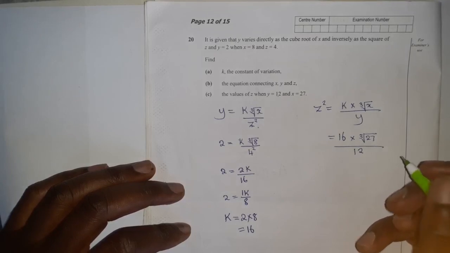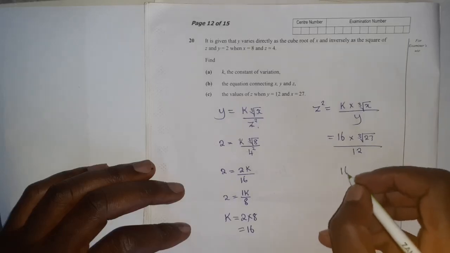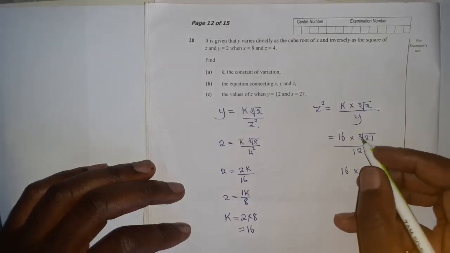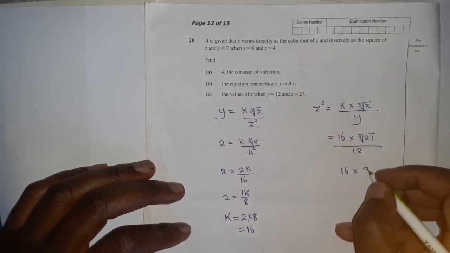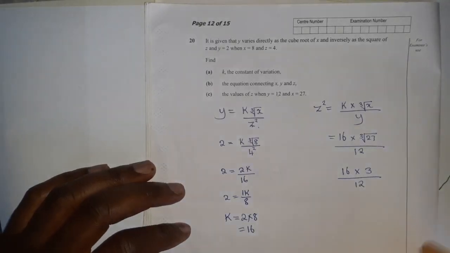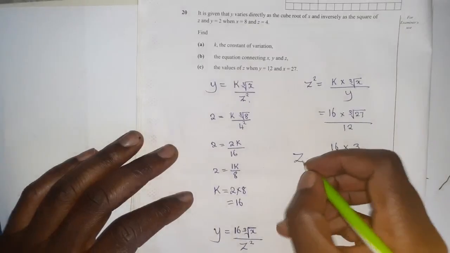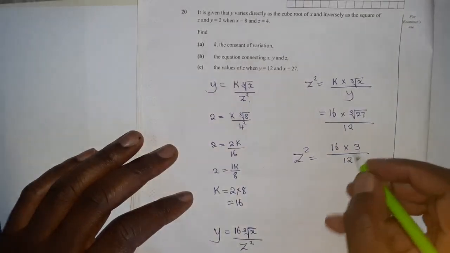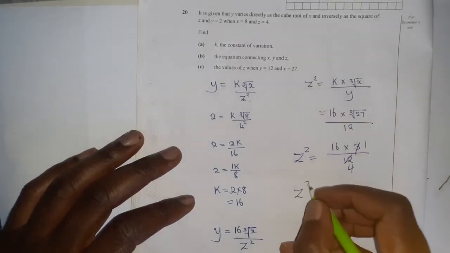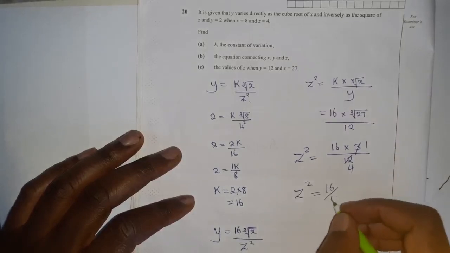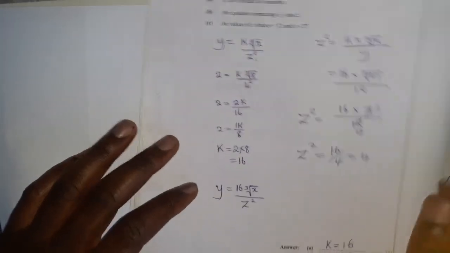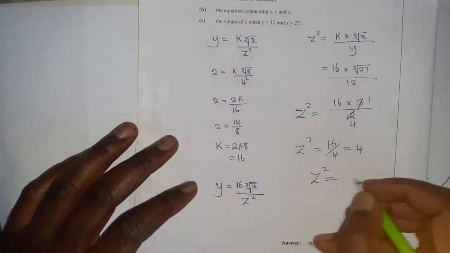So we continue now. So this is going to give us 16, then multiplied by the cube root, which is 3 over 12. Are we together? So at this point we have z squared here, don't forget. 3 here it's 1, 3 here it's 4. So we have z squared is equal to 16 over 4. And 4 here, it's 4. So z squared is equal to 4.